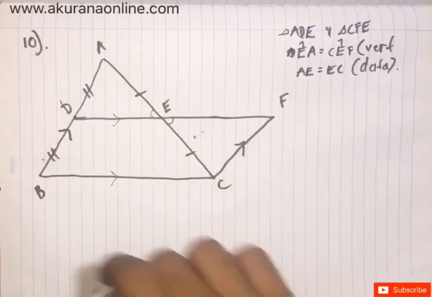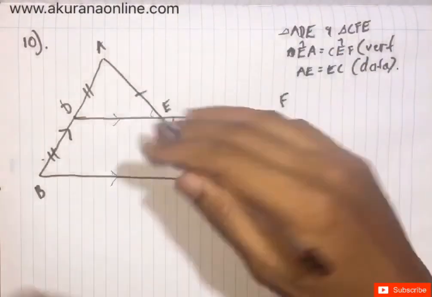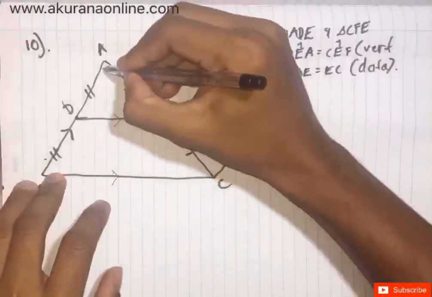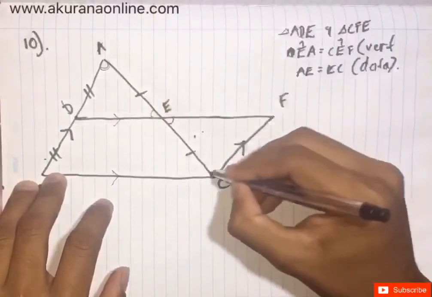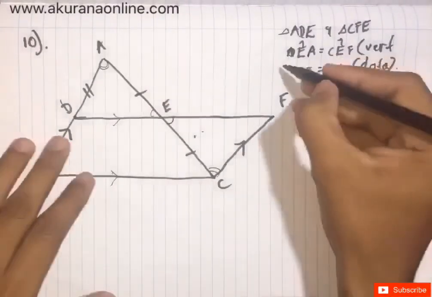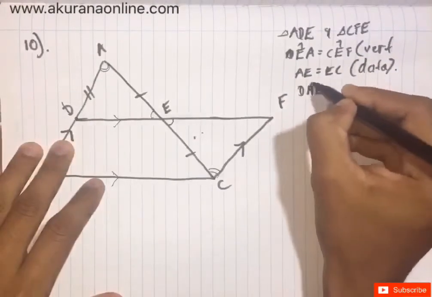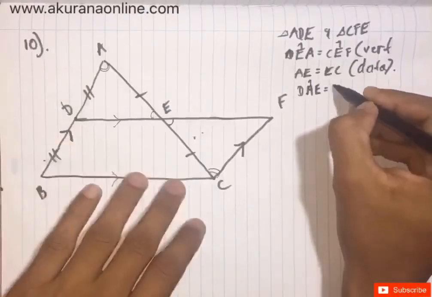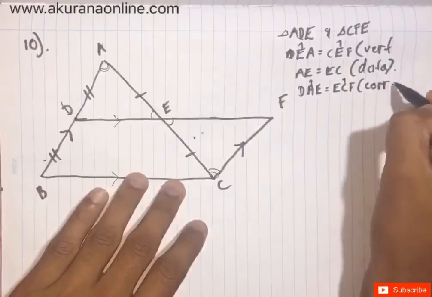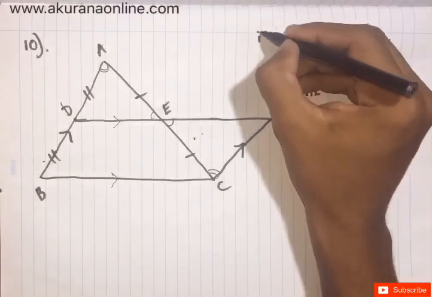Okay, now since these two are parallel, this line is drawn. So what can you say about this angle and this angle? Both should be the same. What is it? Corresponding angles, no? Therefore, angle DAE is equal to ECF, corresponding angles. Now therefore you can say these two triangles are congruent. The first part is done.